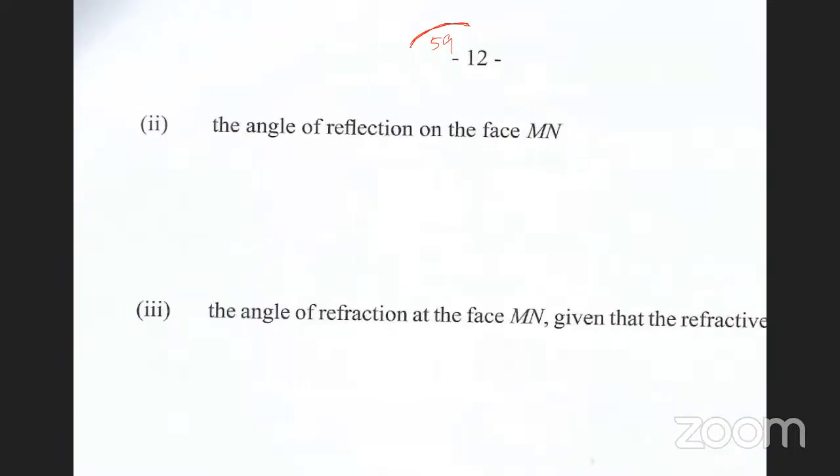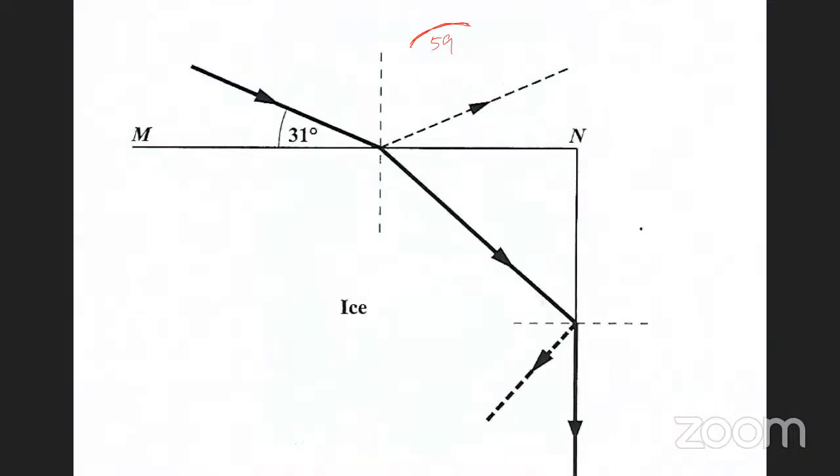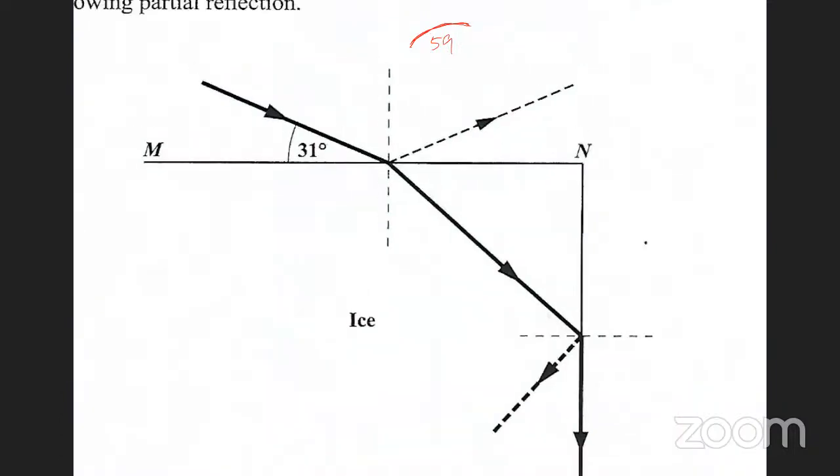Part two, find the angle of reflection on the face MN. Hopefully you labeled the diagram correctly, right? So go back to your diagram and they want the angle of reflection. Here's 59, right? Where is the angle of reflection?